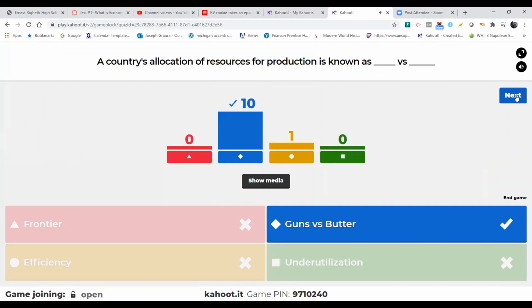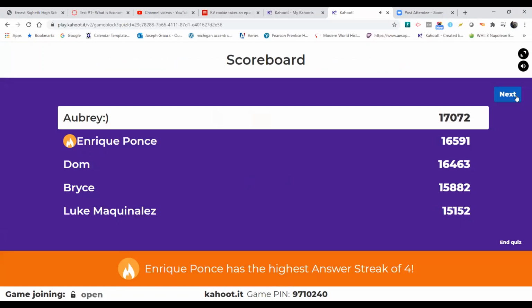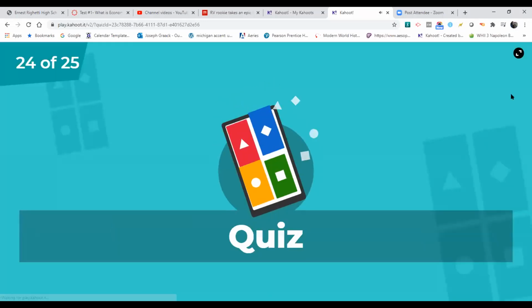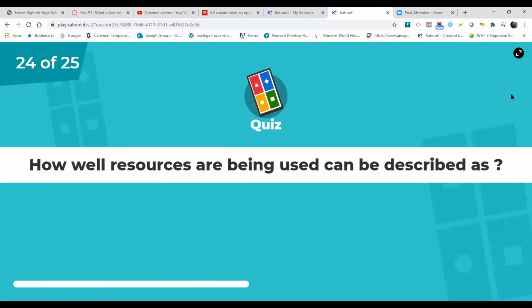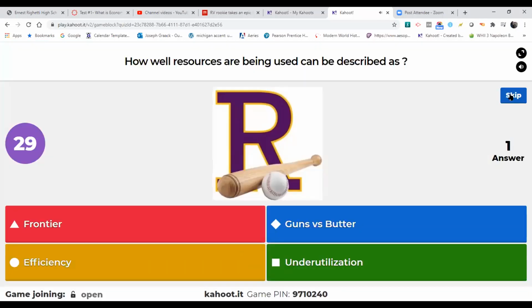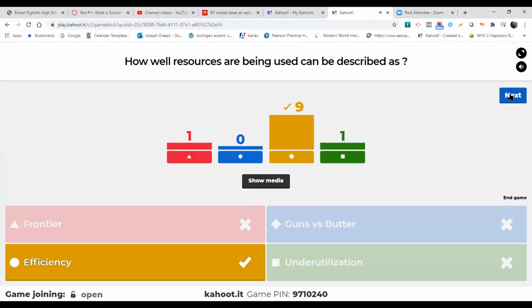Country's allocation of resources for production is known as blank versus blank. Guns versus butter. How well resources are being used can be described as what? Efficiency. How well resources are being used can be described as efficiency. How efficient is something?